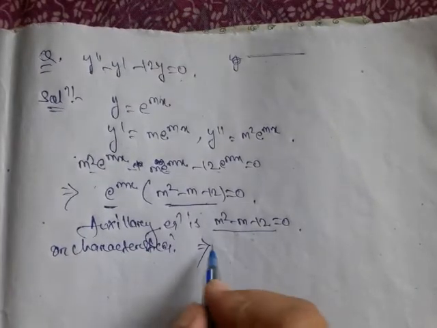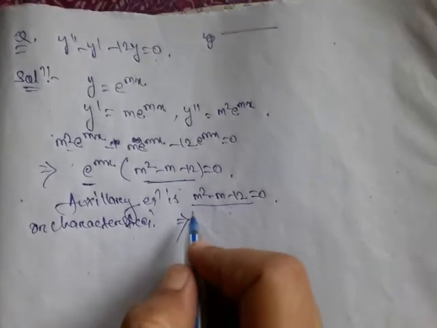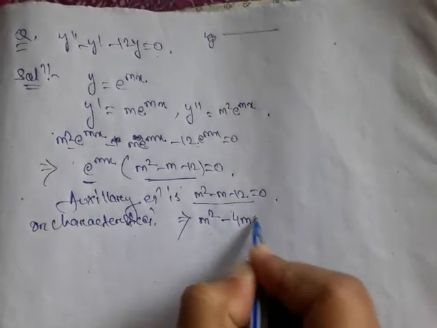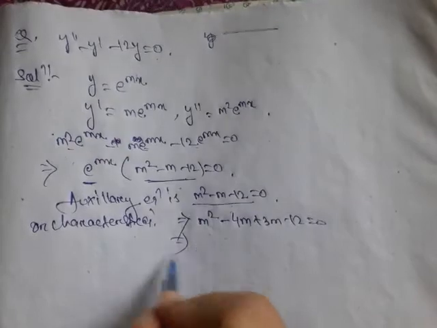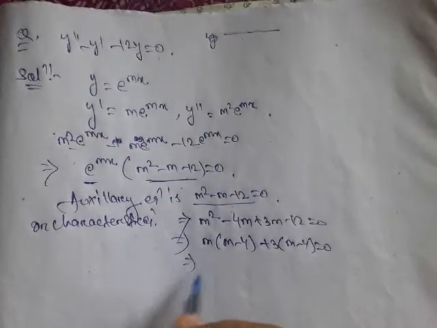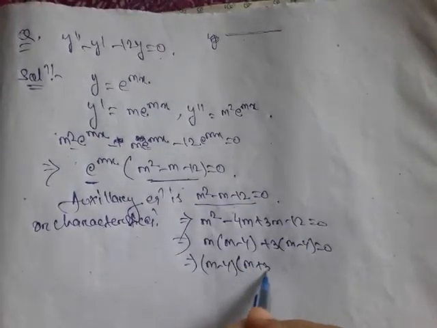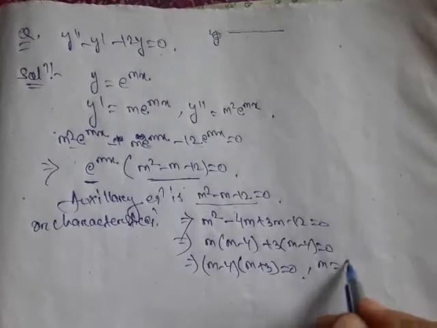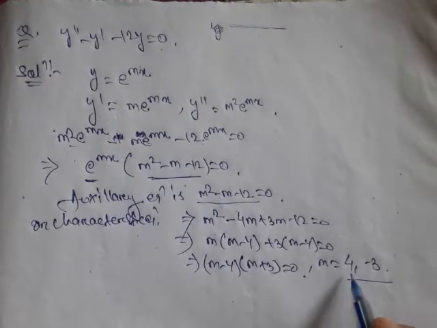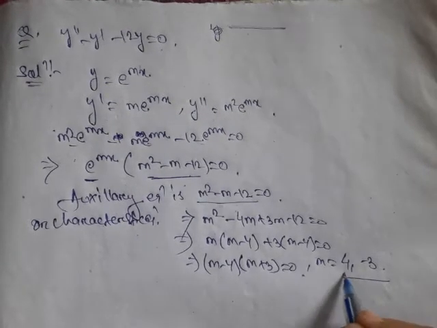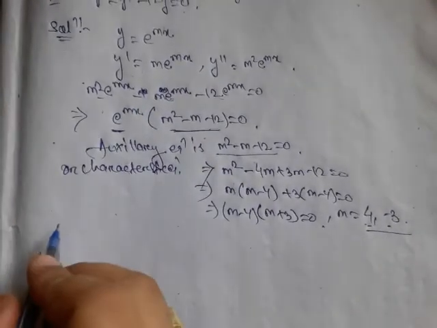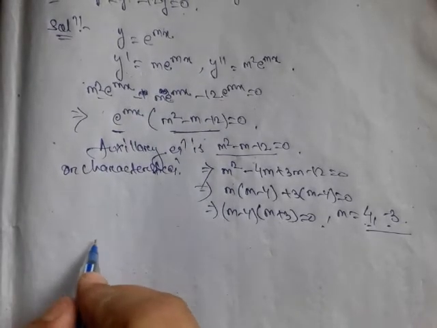Now we find the roots of this equation. m square minus 4m plus 3m minus 12 equals 0, then m into m minus 4 plus 3 into m minus 4 equals 0, so that is m minus 4 times m plus 3 equals 0. So the roots are m equals 4 and minus 3. Which type of roots are these? Real and distinct, as these two are different. So this is case 1.